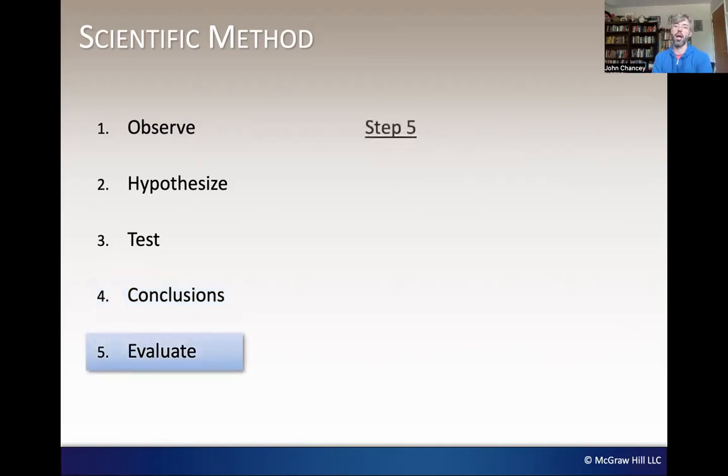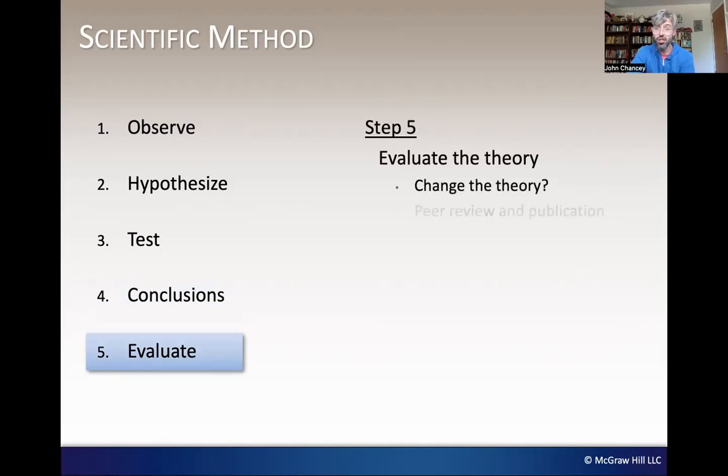And then finally, evaluate the theory. Do we need to change the theory? Ideally, this is where you share your results with other people in the form of peer review. You submit the paper to a journal or to a conference or something along those lines, and you get peers within the scientific field who read your research and decide, oh, hey, we think this is good.